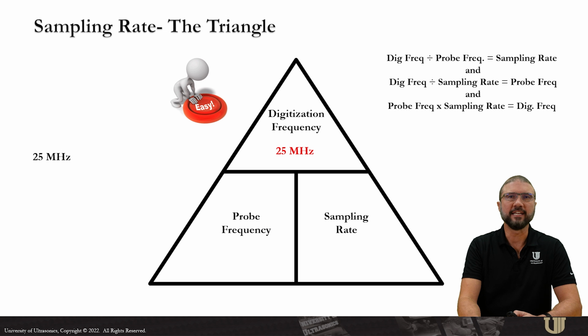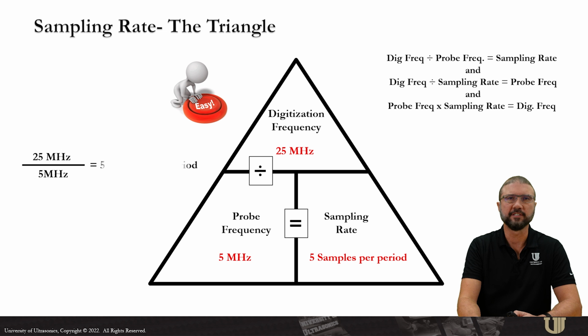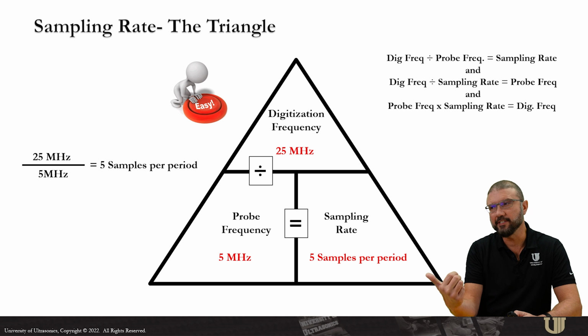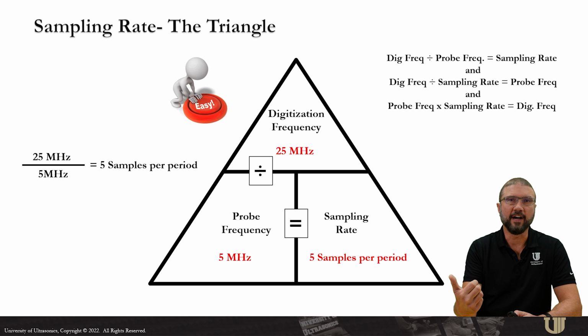We discussed how an easy to remember relationship between digitization frequency, probe frequency, and sampling rate could help us in deciding which parameters should be used for different situations. The instrument's digitization frequency divided by your probe frequency will calculate the number of digital samples that you acquire per period, aka your sampling rate.